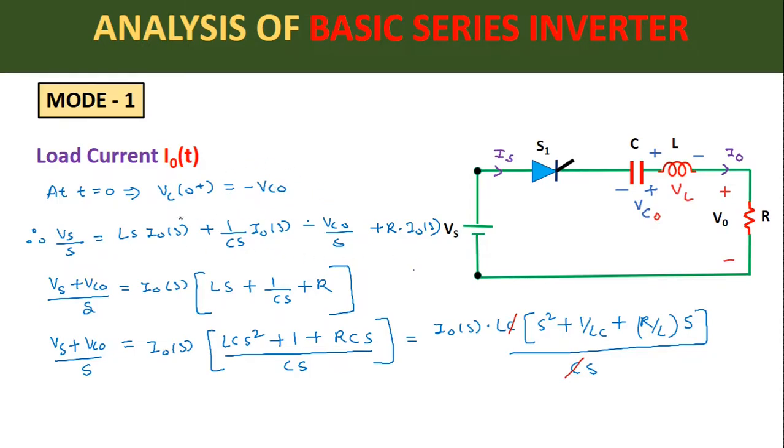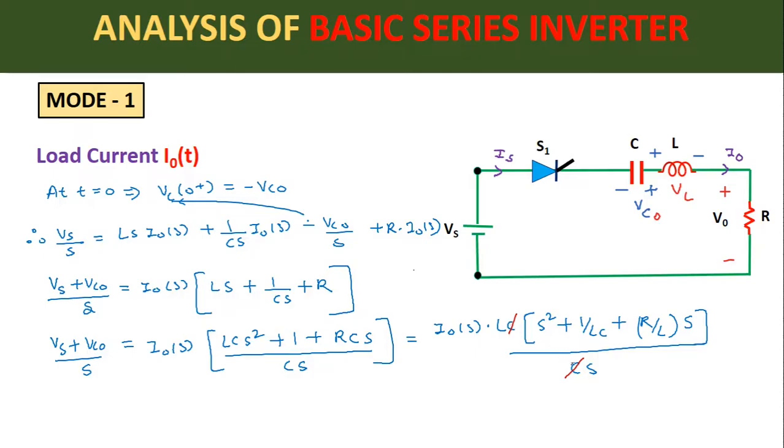Now we will put this in the above equation. We will get this type of equation. Now we will transfer this minus Vco divided by S to the left hand side. We will get Vs plus Vco divided by S, and for the right hand side we will take common I0(s). So we will get I0(s) into Ls plus 1 upon Cs plus R. We will take the LCM of this equation. We will get this type of equation. Now we will take LC common from this equation. We will get this type of equation.